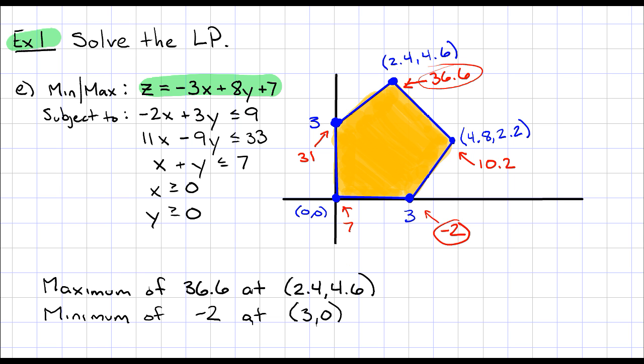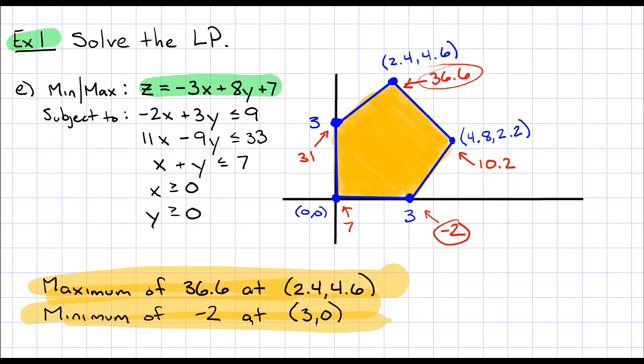Okay, so remember the process here. Step 1, sketch your feasible region. Step 2, find the coordinates for the vertices. Step 3, plug all of those vertices into your objective function. Step 4, identify your minimum and your maximum.